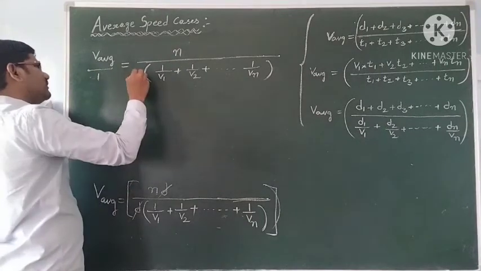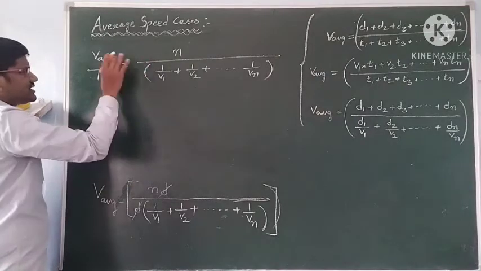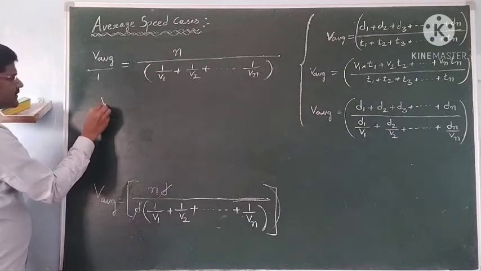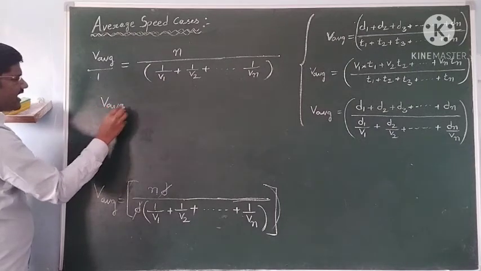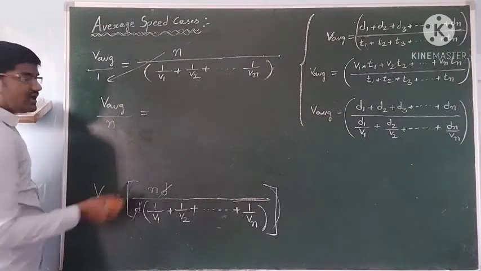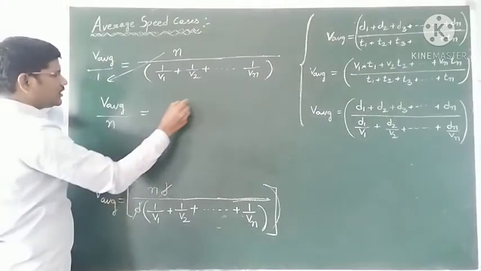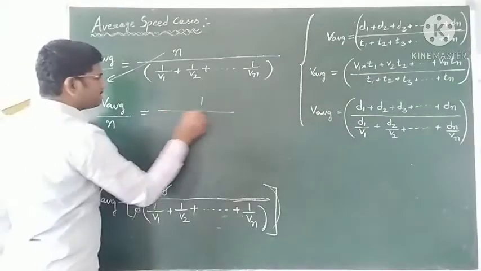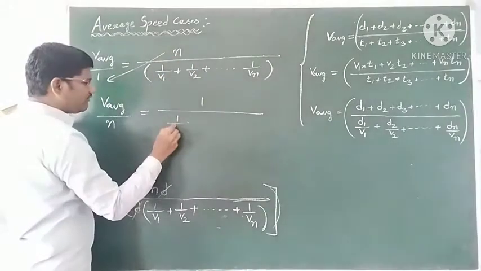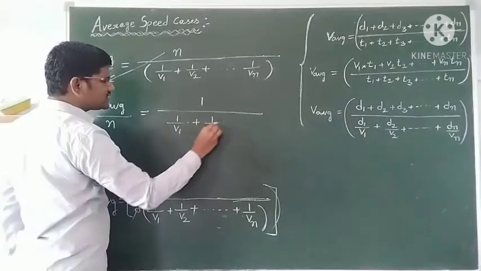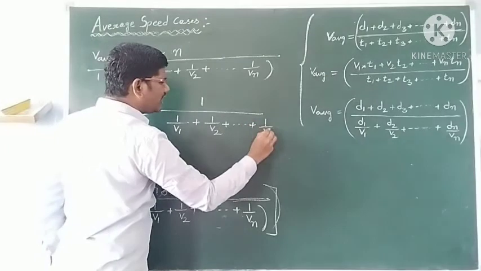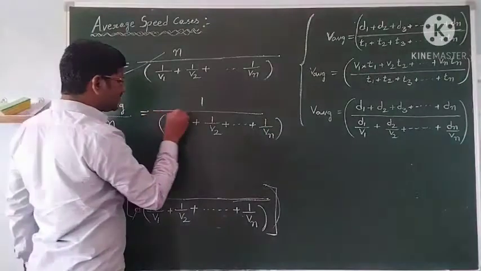or do cross multiplication. So I am writing like this, see. So V average, by this n I am taking down to the denominator. So V average by n is equal to 1 by, so this n comes here, nothing is there, 1 is there, and here what do we have? 1 by v1 plus 1 by v2 plus so on, 1 by vn. This is the formula we have.